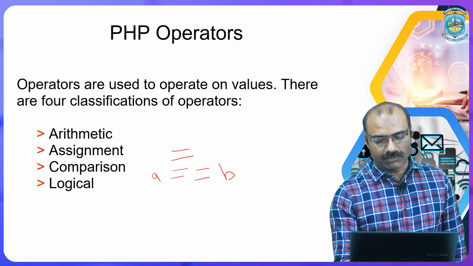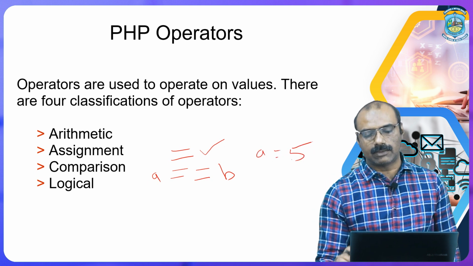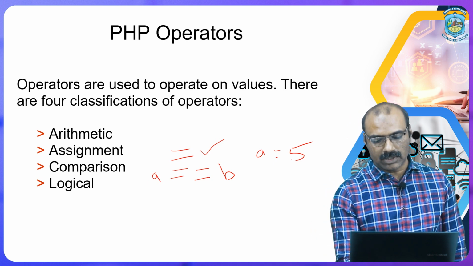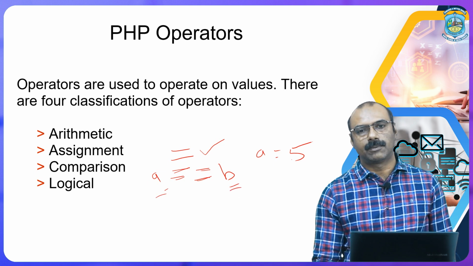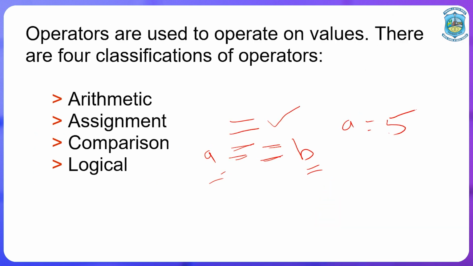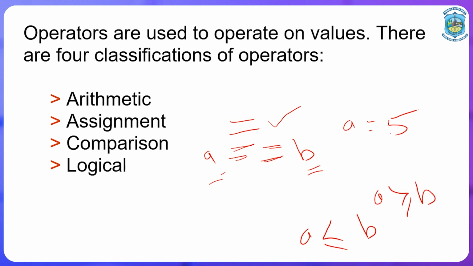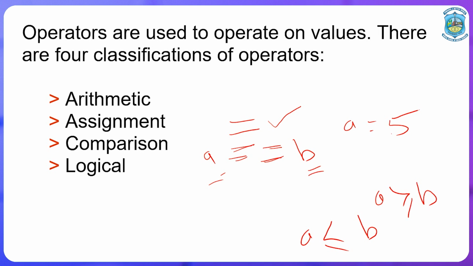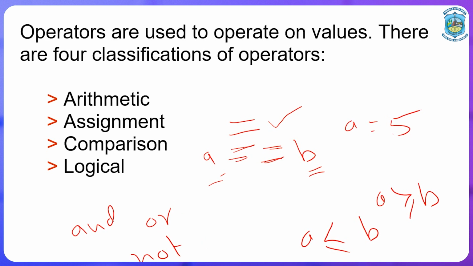So if we are using a single equal sign, it means assignment, we are assigning some value, A equals 5, to A. But if we use the equal to sign twice, it means we are comparing these two variables A and B. Then for comparison, we can even use A is less than B, or A is less than or equal to B, A is greater than B, or A is greater than or equal to B, likewise. So we can have different comparison operators. Then we have logical operators, which include AND, OR, NOT. We will see in the coming slides how they work.